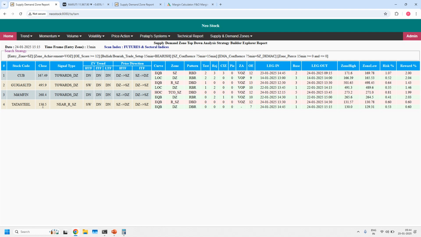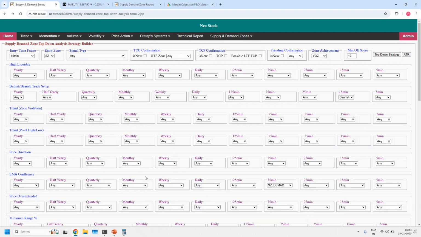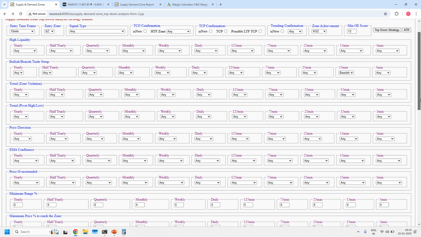See, these 4 are based on LTF and ITF zone confluence and ITF EMA confluence. Similarly, we need to look at LTF, ITF and even HTF, and after that, HTF EMA confluence. So how do we do it? We have to remove this ITF EMA filter, because now we are looking for HTF zones and HTF confluence.